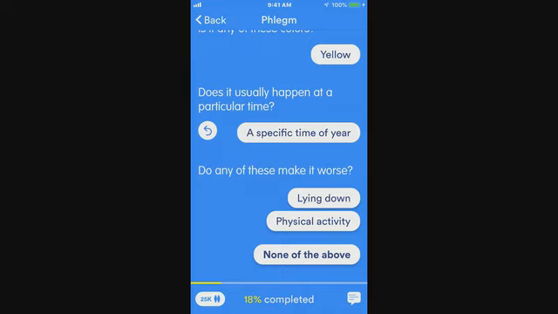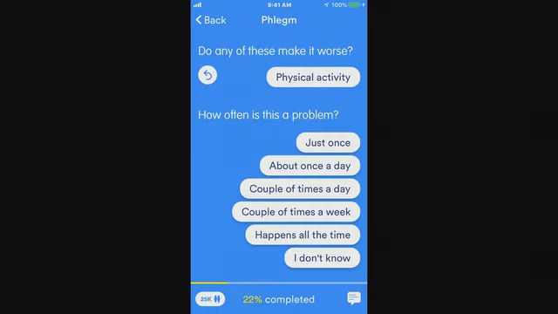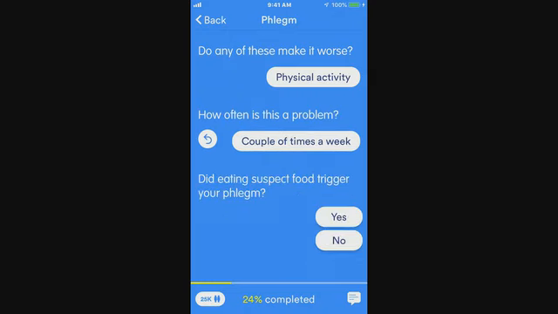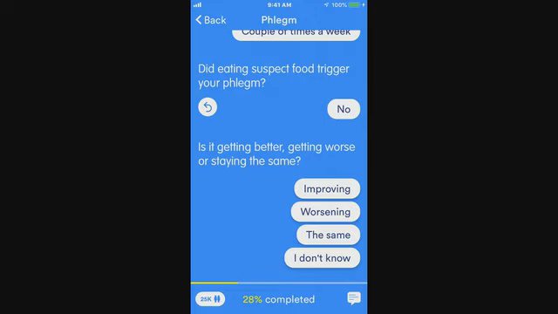And does lying down or physical activity make it worse? Physical activity is generally not good, so that's physical activity. Physical activity? How often is this a problem? I don't know, a couple times a week maybe. Did eating suspect food trigger your phlegm? No. I don't know what a suspect food is. Yeah, this is going to kill most of my time. Is it improving? Sure, it's improving.